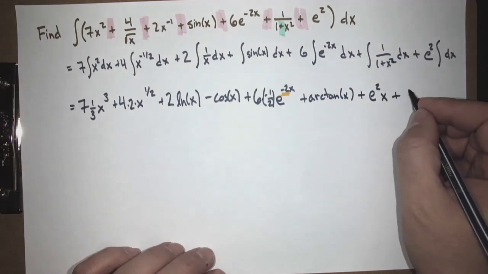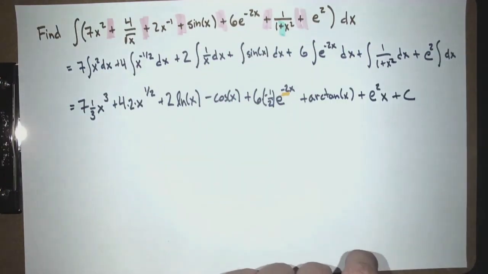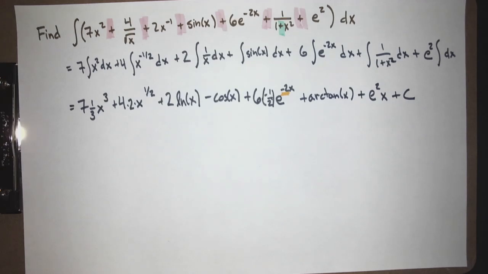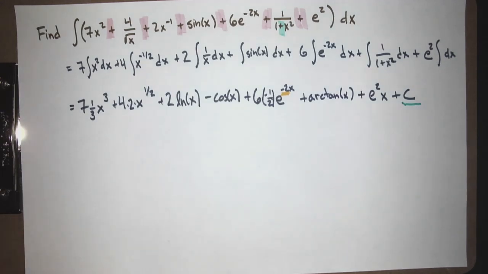Plus c. Now wait a second. We just did 1, 2, 3, 4, 5, 6, 7 integrals. Shouldn't we have like 7 constants? Is 1 constant enough? Why is 1 constant enough? I mean, I agree with you. I'm not trying to challenge you, but let's understand why 1 constant is enough. Because a constant can be anything, so one constant can also be 7 constants. Wow, a constant can be anything.